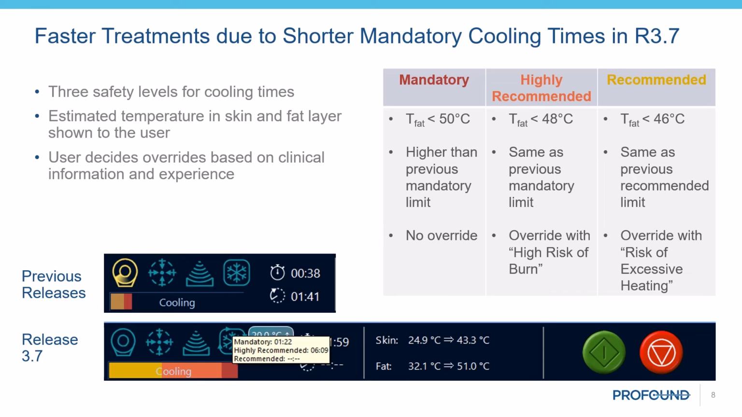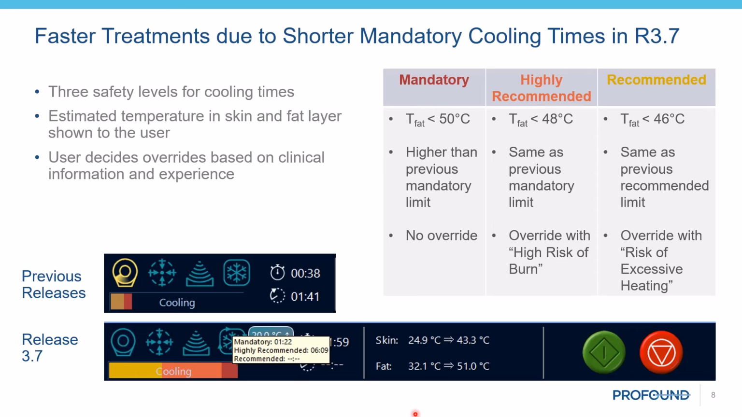The implemented changes in the cooling time optimization also affected the user interface. At the bottom of this slide, you can see a screenshot from part of the user interface showing the mandatory cooling after sonication. In previous releases, there was a mandatory cooling time depicted as red waiting bar and the recommended cooling time depicted as an orange waiting bar. Release 3.7, on the other hand, now includes 3 safety levels for cooling times. The mandatory level is still depicted in red, but now corresponds to a higher fat temperature limit of 50 degrees Celsius. This cooling time cannot be overridden, which is indicated by the Disable Sonication button.